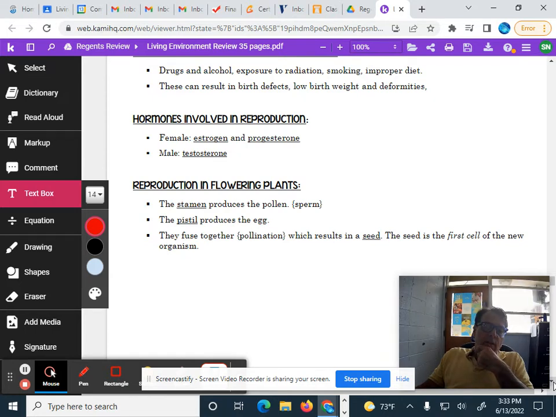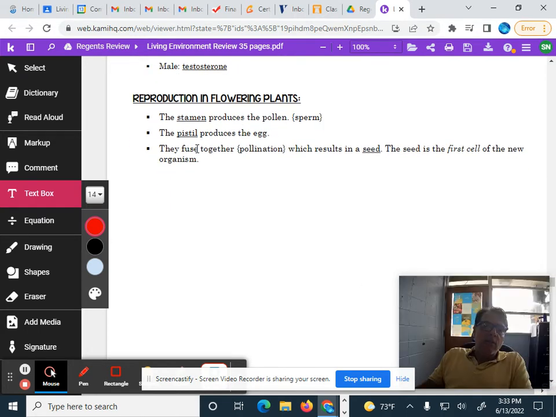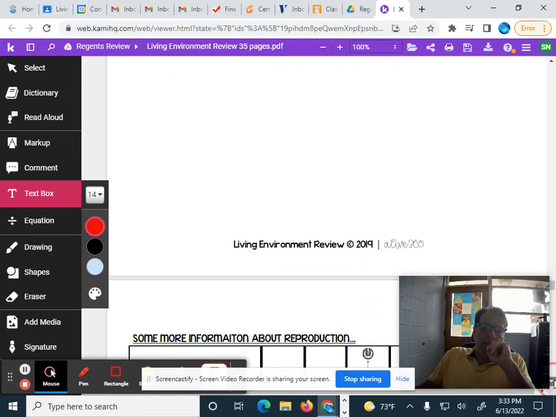Males have testosterone, females have estrogen and progesterone. Sometimes they'll talk about flowering plants. The stamen produces sperm, that's the male reproductive structure. The pistil, the female, produces the egg. You still get a zygote formed. So first you have to have pollination, getting the pollen from the male structure to the female structure. And then you can have fertilization, which is the sperm and the egg fusing. And then that forms a zygote, which is captured in the seed. And that's how reproduction occurs in plants.